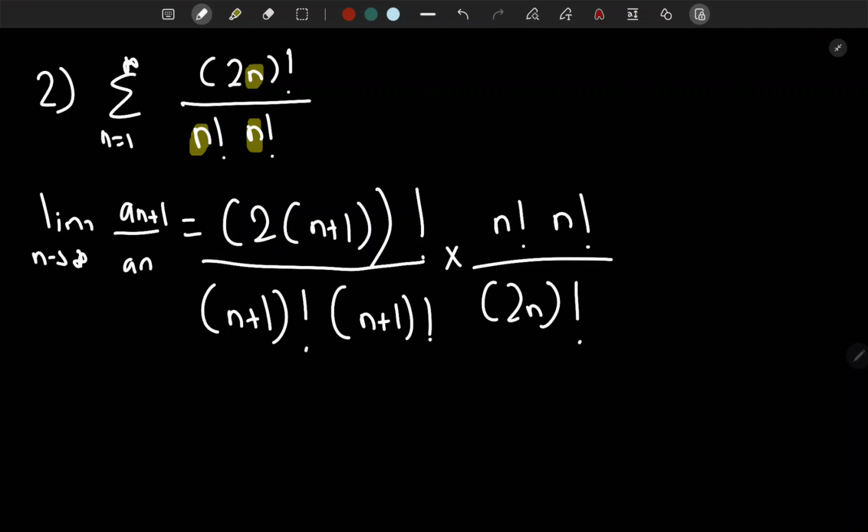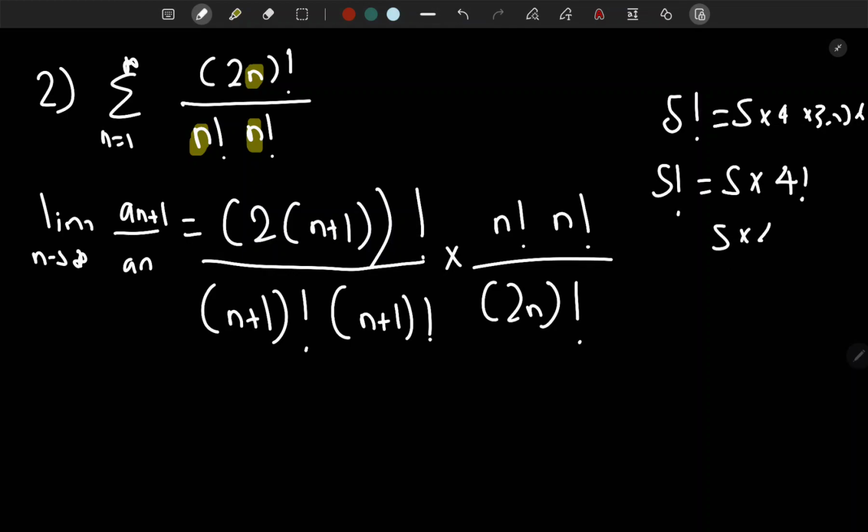So now how do we simplify this? Let's quickly do a recap of factorials. What is 5 factorial first of all? It is 5 times 4 times 3 times 2 times 1, right? So if I want to write 5 factorial, we can also write it as 5 multiplied by 4 factorial, right? And we can also write this as 5 multiplied by 4 multiplied by 3 factorial. So that is the logic I'm going to use here to simplify this answer.